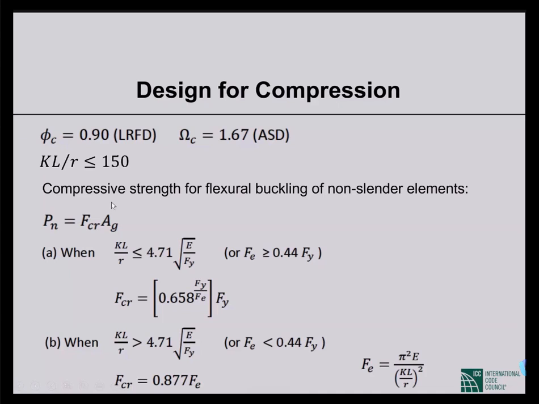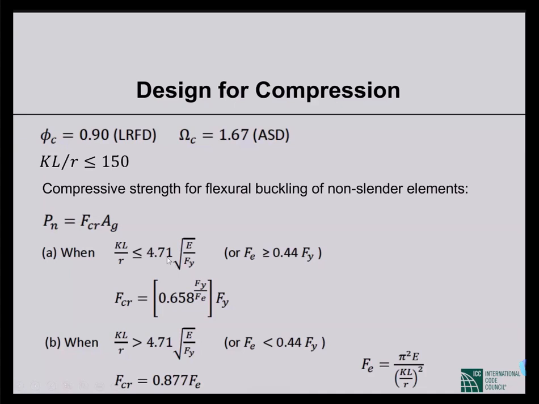We multiply by a stress Fcr, a critical stress. Since we talk about buckling, we talk about critical stress with the gross cross section, and we calculate the nominal strength. Now, for this Fcr, there are two different cases and two different formulas. They depend on the slenderness ratio. There is one limit, 4.71 root over E by Fy.